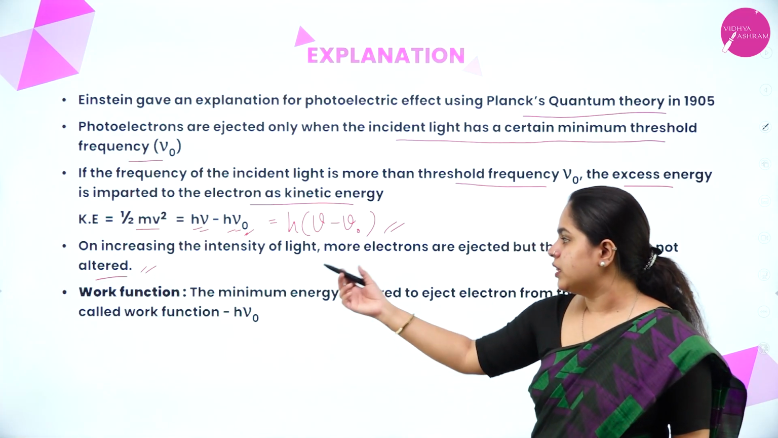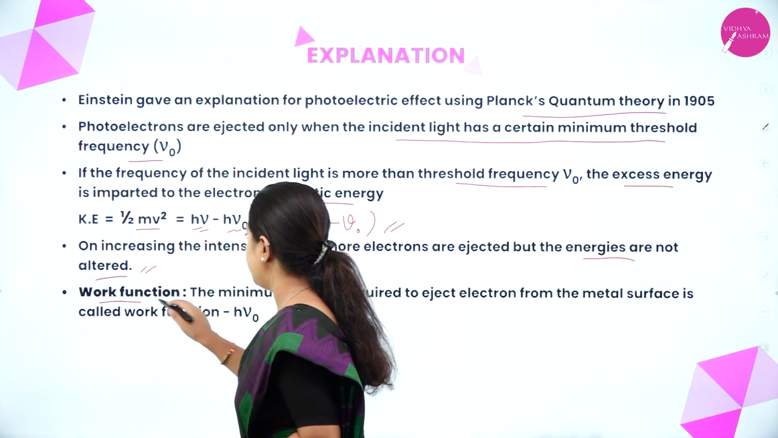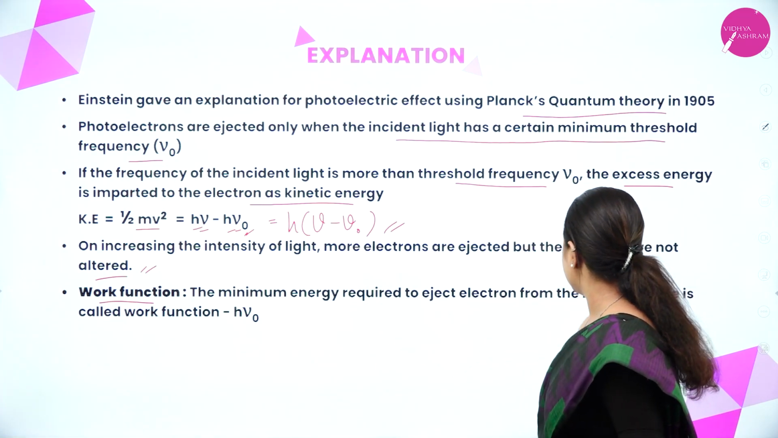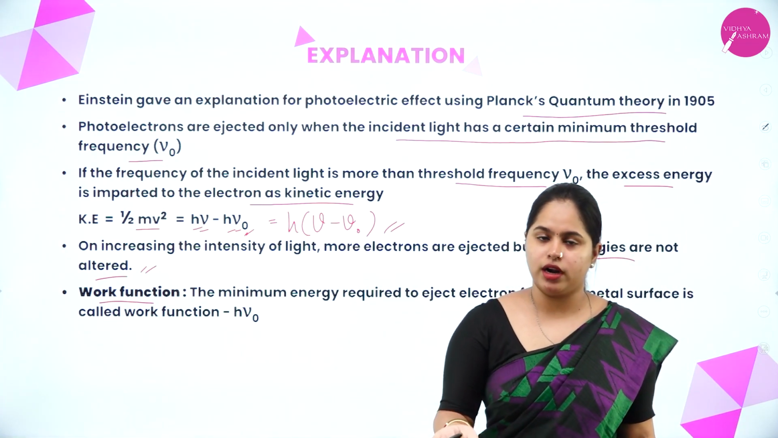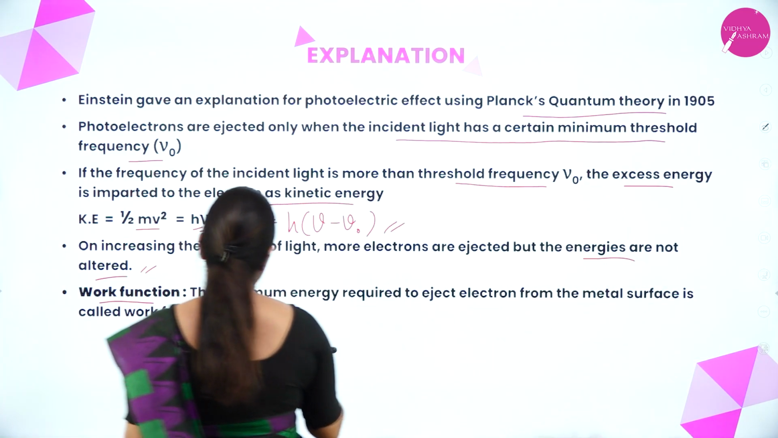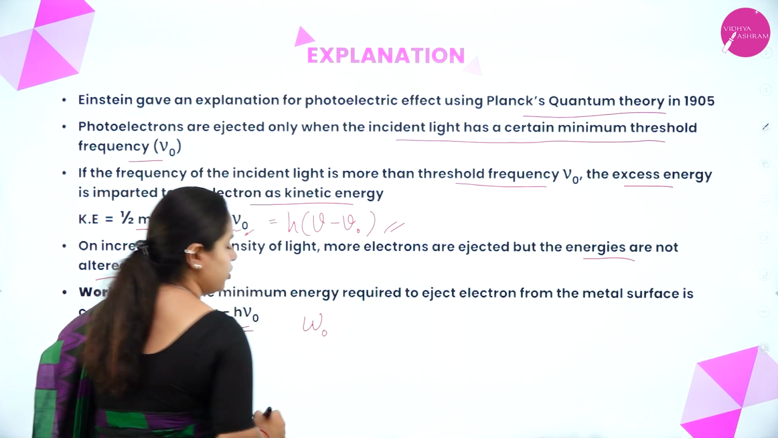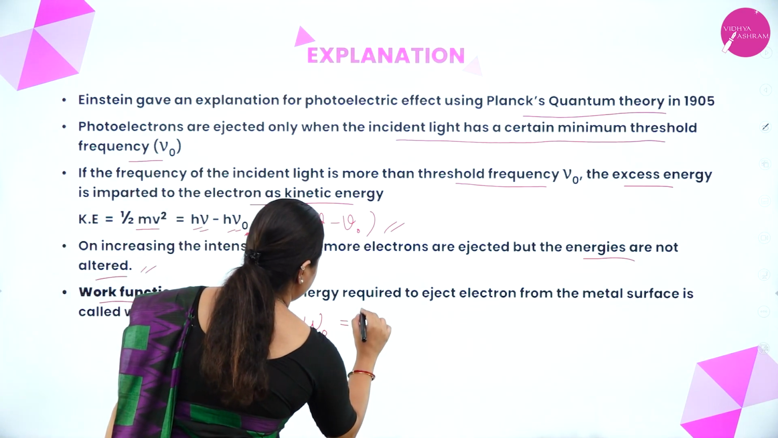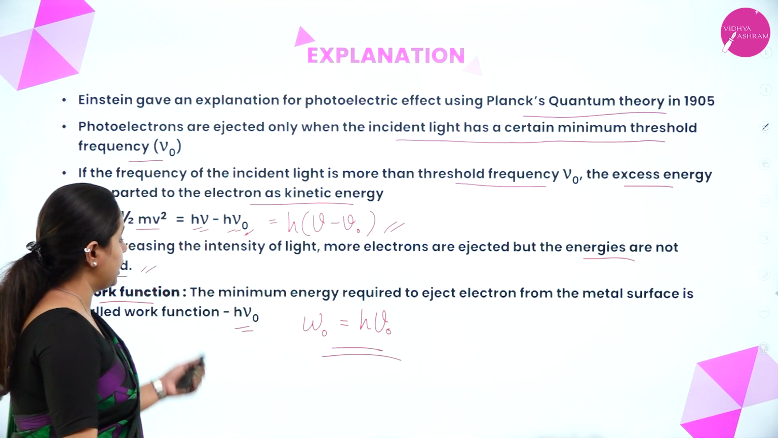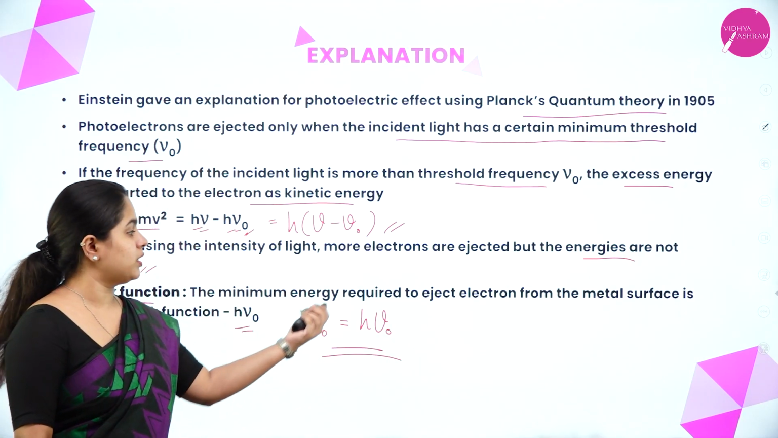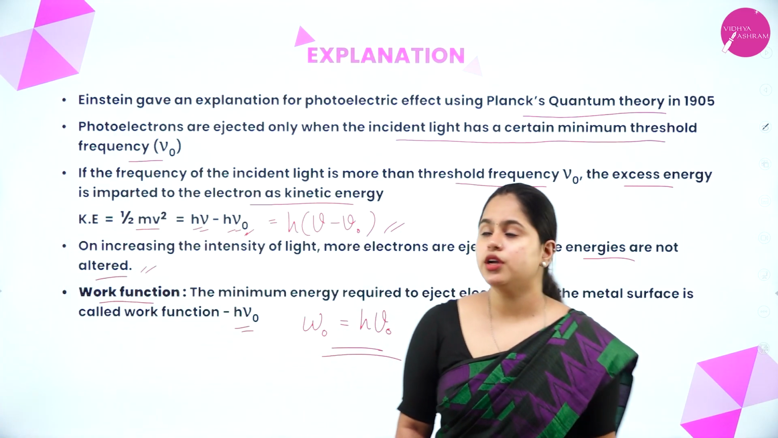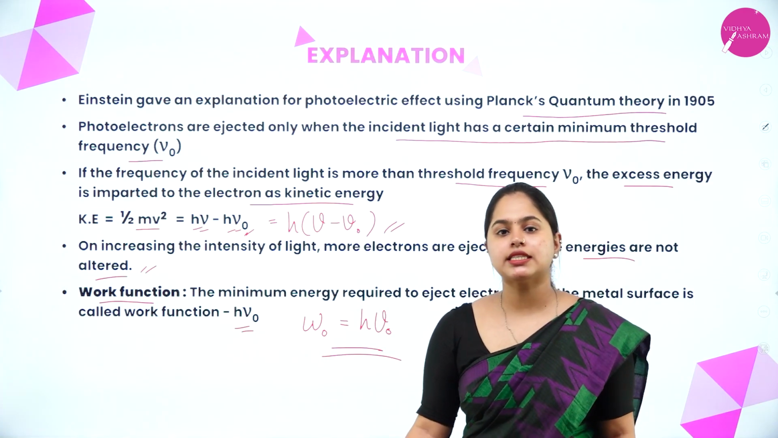Clear? Now, there is one more term that you have to remember, which is work function. What is work function? The minimum energy required to eject electrons from the metal surface is called the work function, and it is equal to h nu. So you can represent your work function as W naught, which is equal to h nu naught. So this is the work function, the minimum energy required to eject electrons from the metal surface. Clear? So, this is about your photoelectric effect and its explanation.